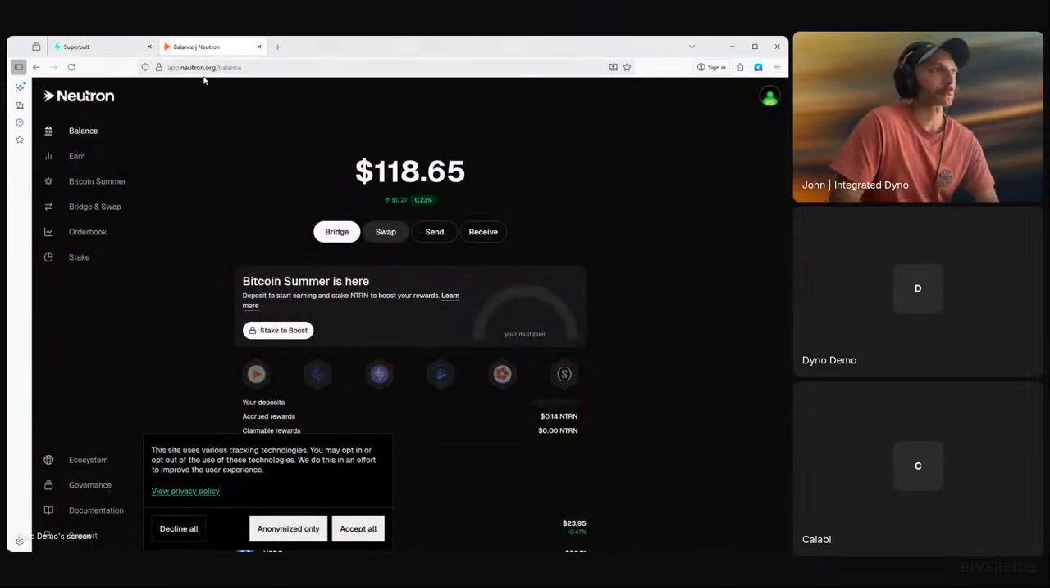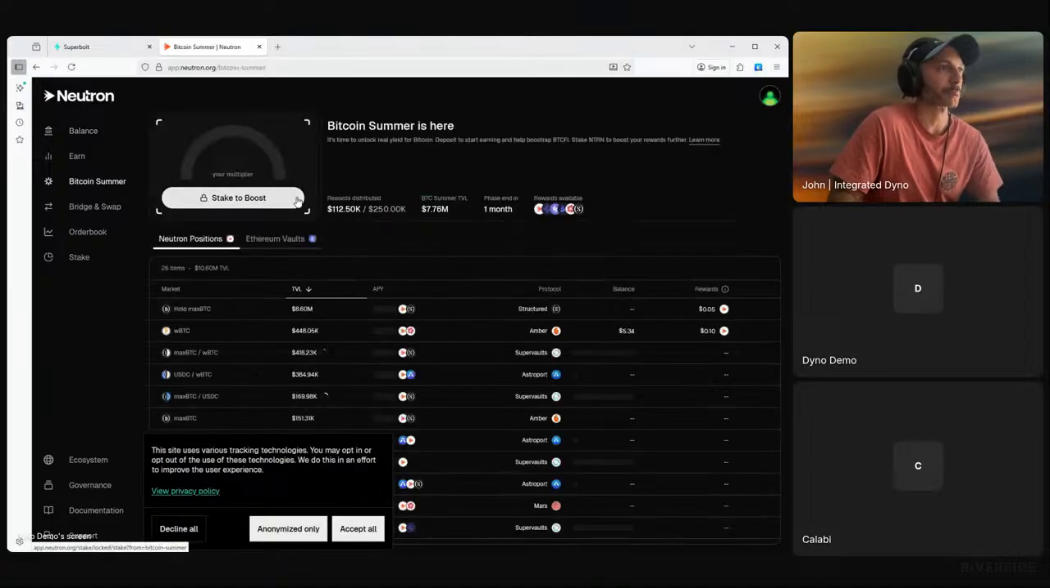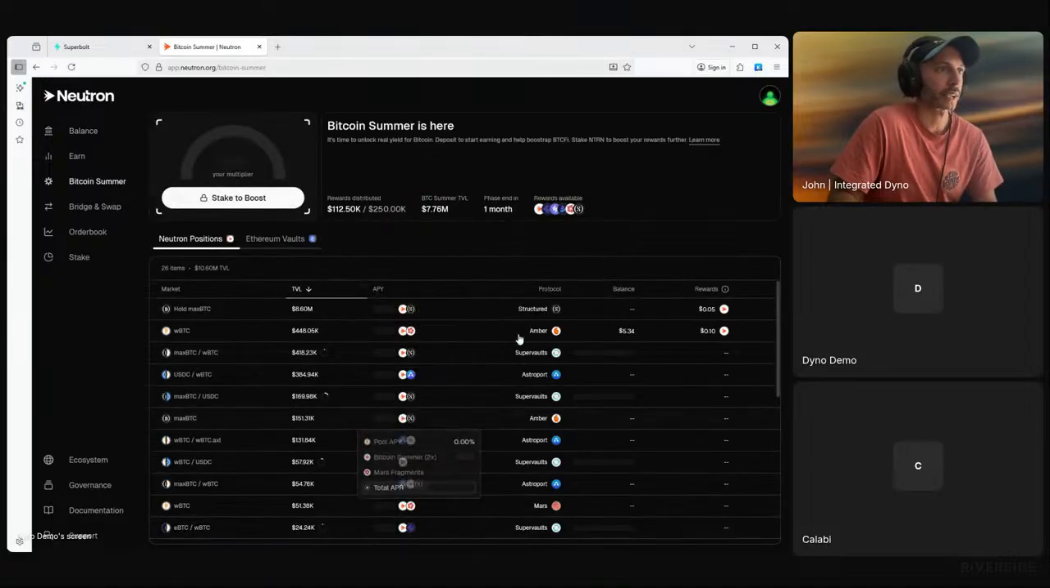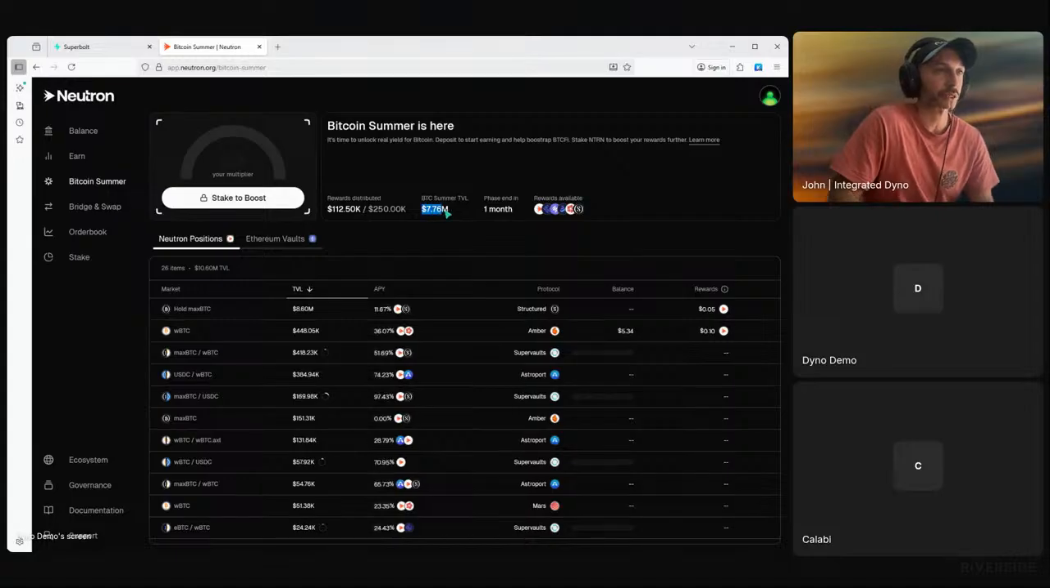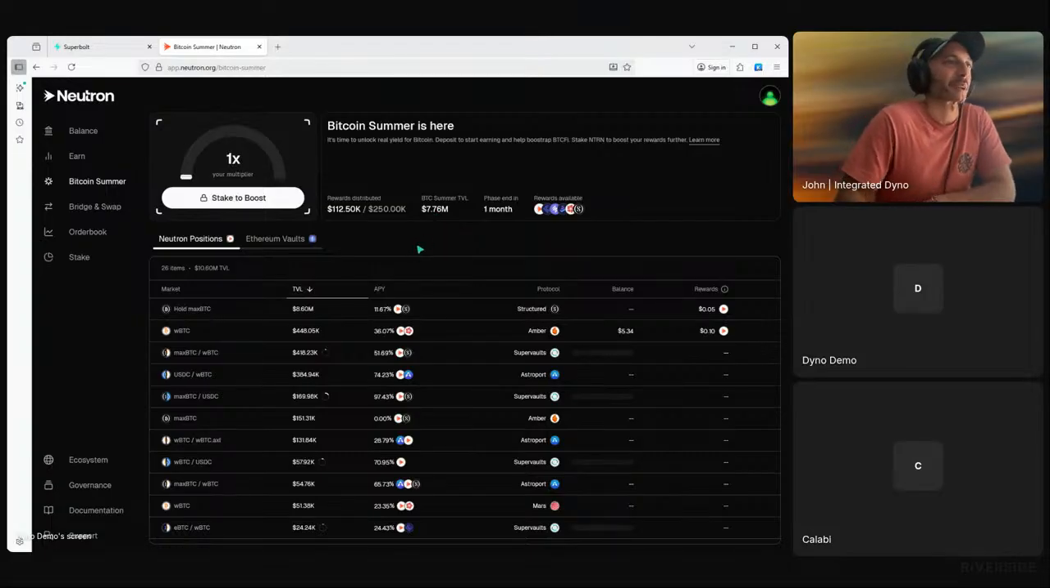Okay, moving on from that. This is app.neutron.org, and this is how we can navigate to the Bitcoin Summer tab. Since last week, the total TVL is up to almost 8 million. It was over 8 million, but then some crazy volatility on the Bitcoin token dropped the total TVL to just below 8 million. So that's great to see the TVL going up every week.